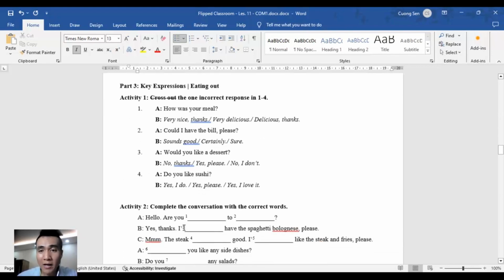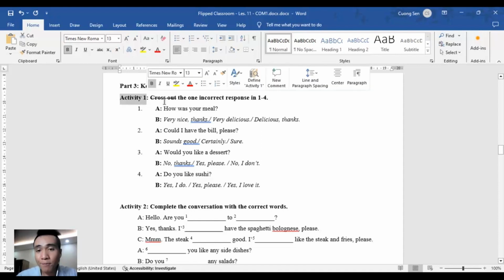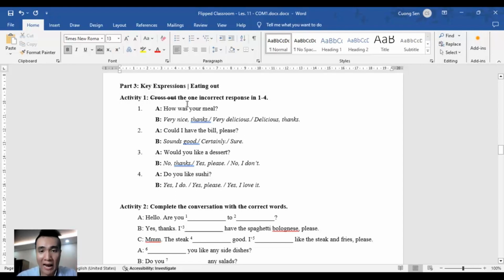Part 3 is about key expressions we use when we're eating out at a restaurant. So let's start with the first part. The first one is very easy. Look at this. Activity number 1, cross out, which means you cross out the one incorrect response, from 1 to 4.